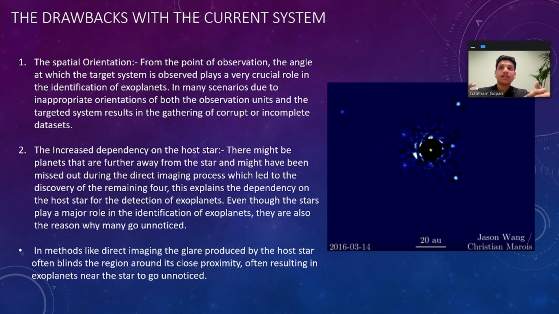So therefore, there's an increased dependency on the host star, and the glare often tends to hide these existing exoplanets that are near its vicinity, thereby leading to them not being discovered. In methods like direct imaging, the glare produced by the host star often blinds the region in close proximity, often resulting in exoplanets near the star going unnoticed.